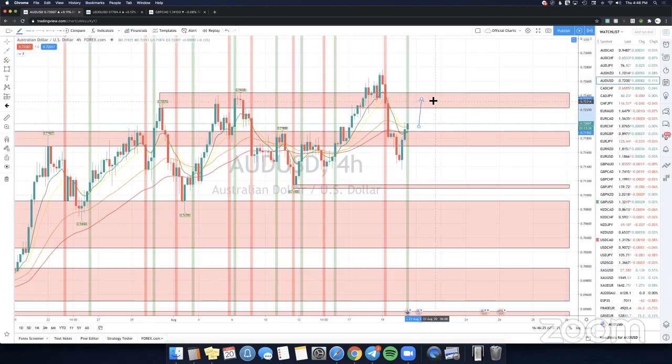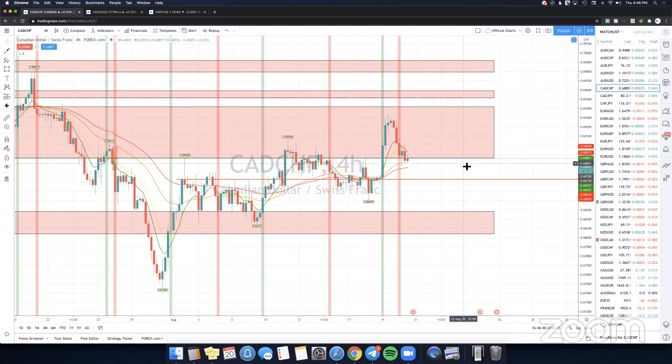Price came up and rejected off pretty hard, 1, 2, 3, 4, 5. This would be a 5th rejection right here, so it might be a strong rejection. Yeah, looks like we're not taking that today, or not now at least.